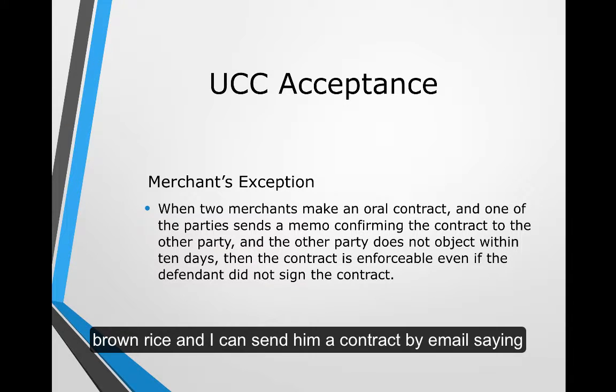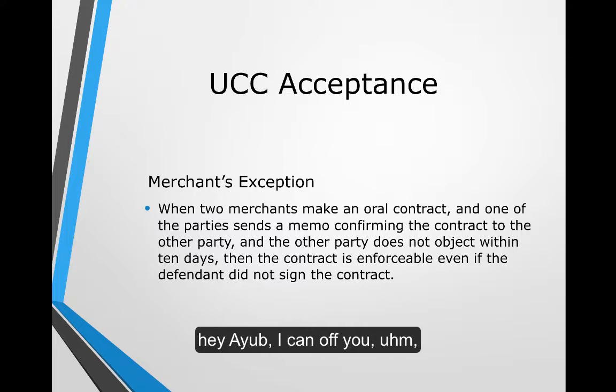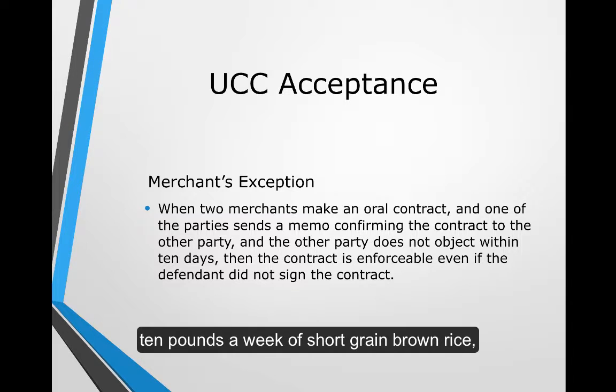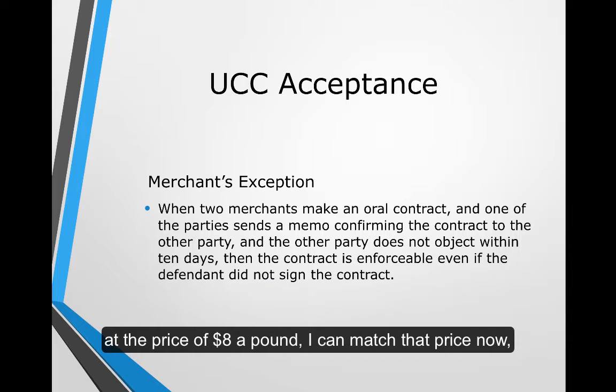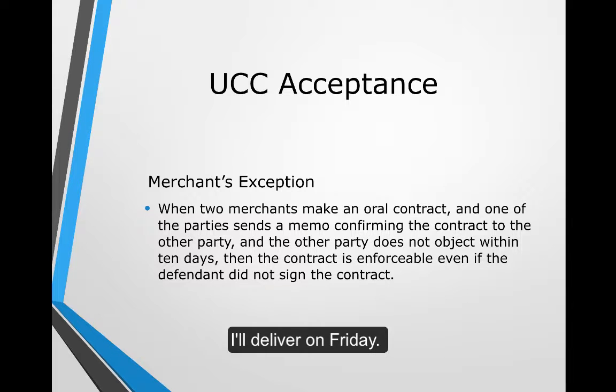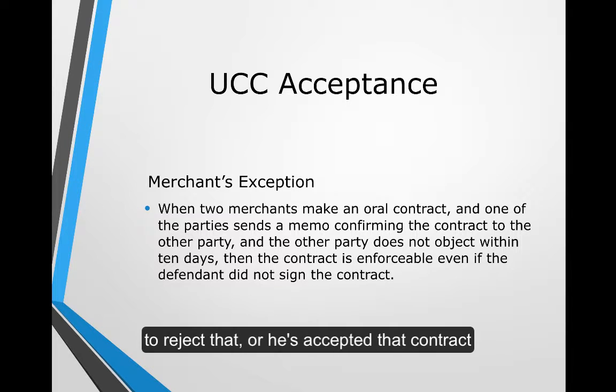When he gets off the phone, I get a great bargain on some short grain brown rice, and I can send him a contract by email saying, hey Ayub, I can offer you 10 pounds a week of short grain brown rice. We discussed this and you said you would want that at the price of $8 a pound. I can match that price now. I'll deliver on Friday. He has 10 days to reject that, or he's accepted that contract under the merchant's exception.